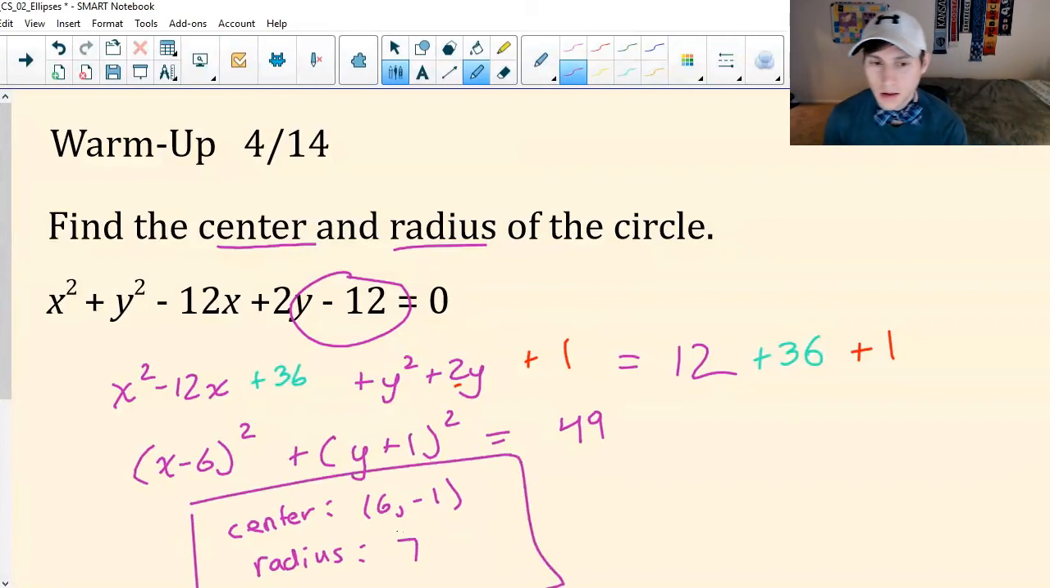All right, so just practicing using the completing the square so that we can then factor, put it into standard form.